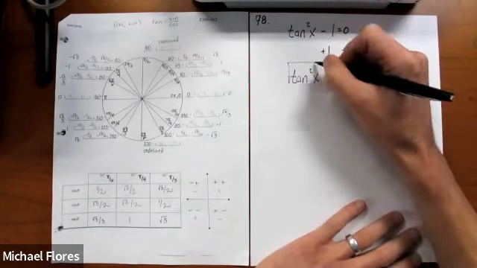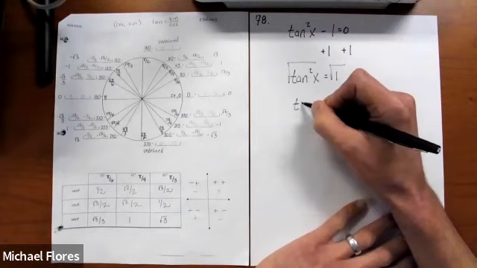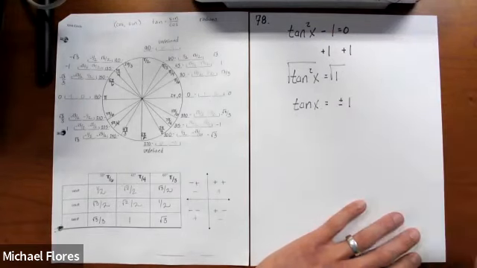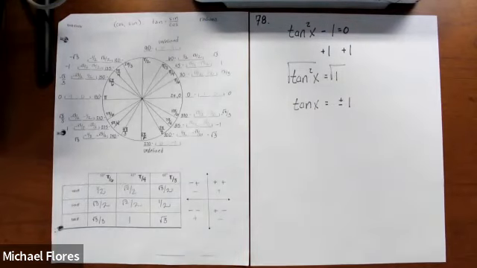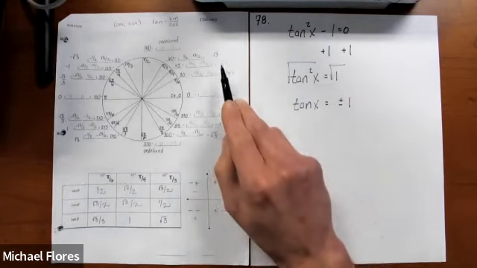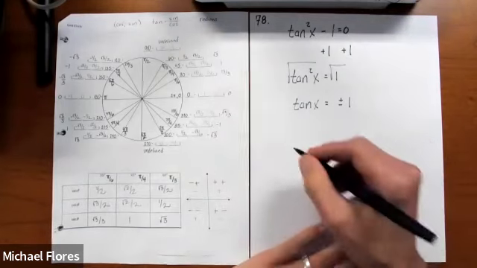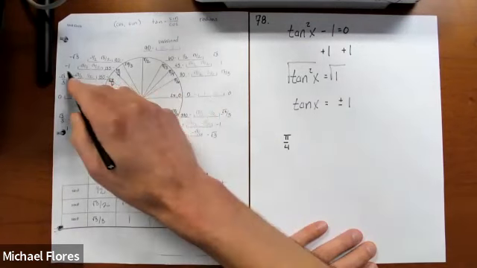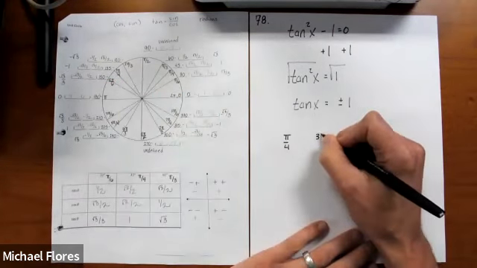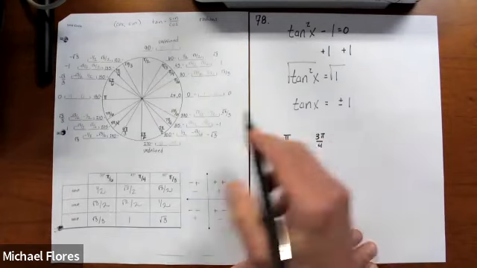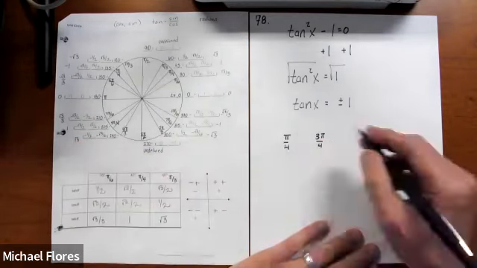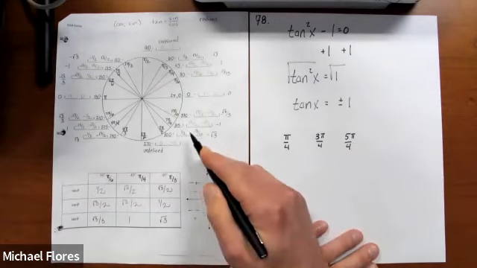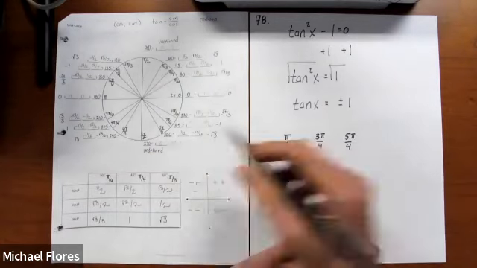Then square rooting. So where in the unit circle do we have a tangent of 1 and negative 1? That would be here at pi over 4, and then again at 3 pi over 4, there at 5 pi over 4, and then right there at 7 pi over 4.